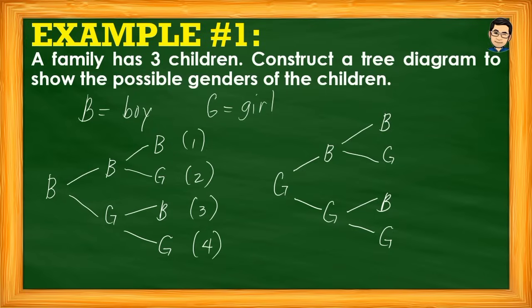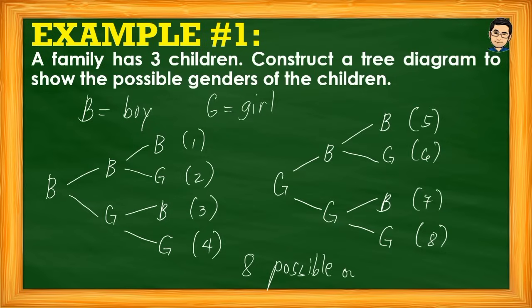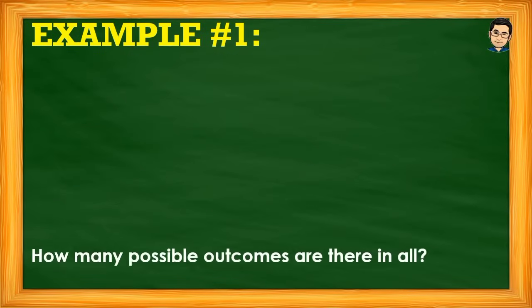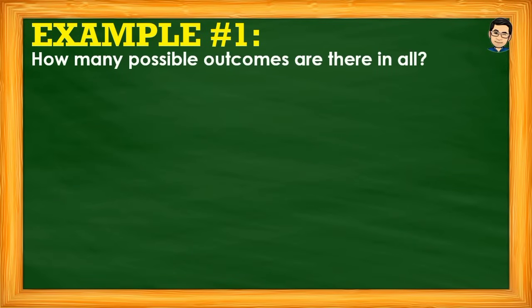Sa kabila naman, maaring girl, boy, boy. Girl, boy, girl. Girl, girl, boy. O kaya naman, girl, girl, girl. So you can see, nung binilang po natin, meron po tayong 8 possible outcomes. Yan po yung ating hinahanap, 8 possible outcomes. Now, to answer the question, how many possible outcomes are there in all? Okay.